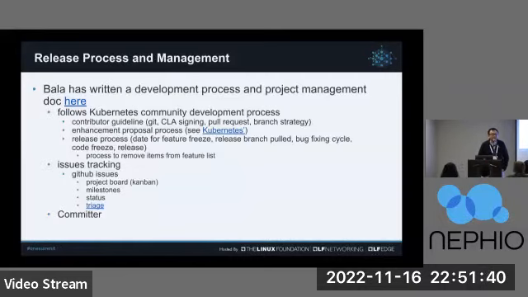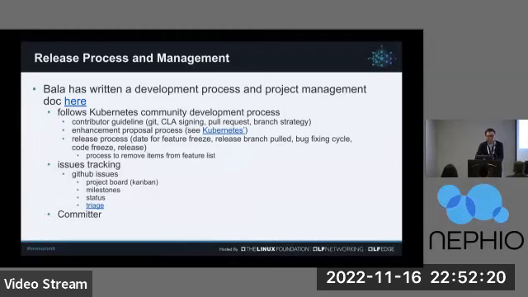So for the release process and management, actually, Bala, who is just coming in, was nice enough to have written a development process and project management doc, which is linked here. I understand that if I convert that into PDF, you're not going to be able to see the link, so I'll probably write out the link before making the PDF. It's basically just following Kubernetes. It's nothing really amazing. I'm not saying what Bala did is not amazing. I'm just saying what we as a community are converging on is basically just copying Kubernetes.